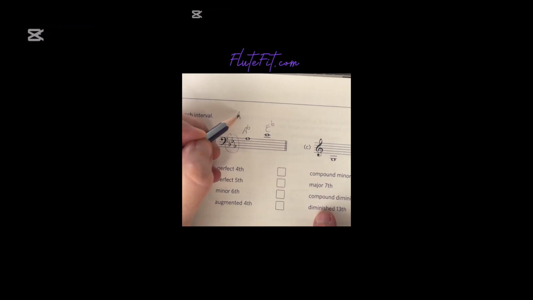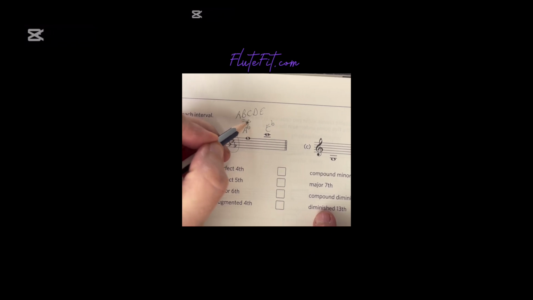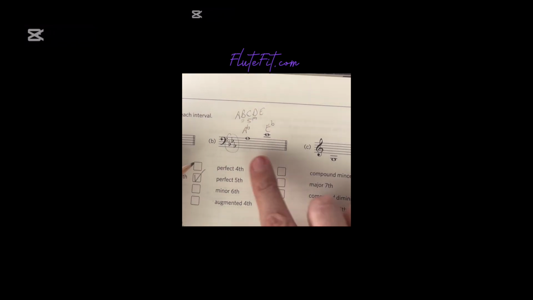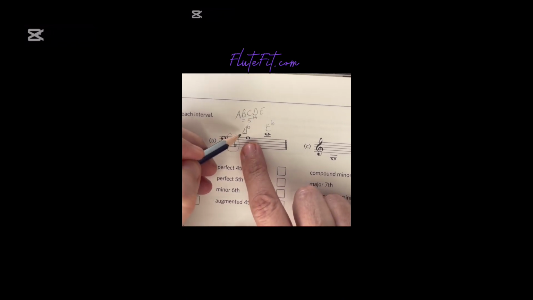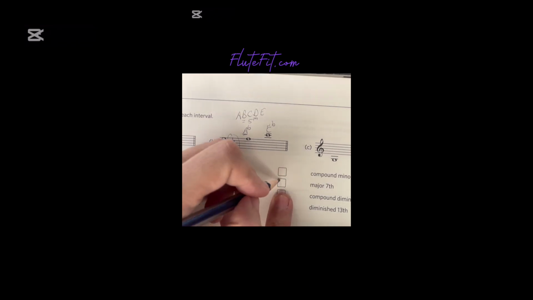Okay. A, B, C, D, E equals an interval of a 5th. And because A flat major has 4 flats and E is one of them, it is in the major scale, so it should be perfect. Okay, so there's our answer there.